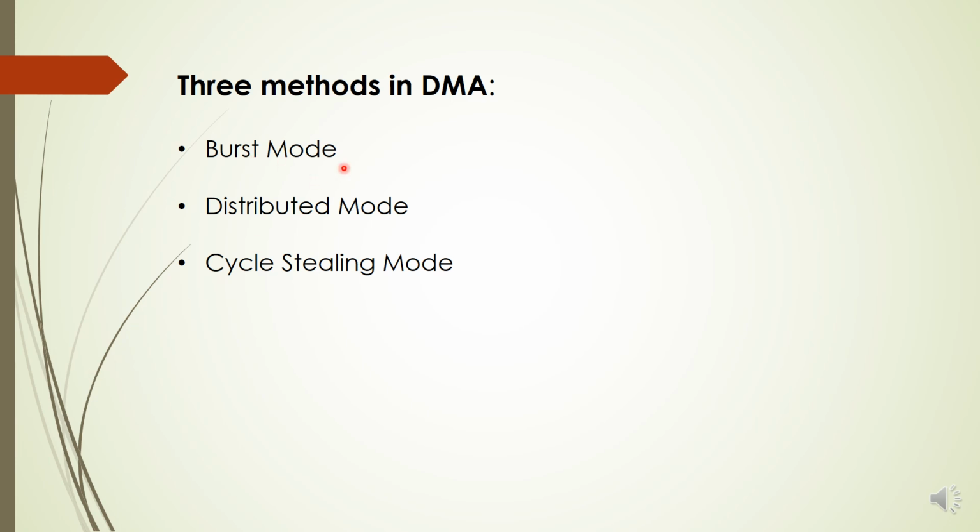The first method is burst mode. In this mode, during data transfer, the DMA controller takes complete control of the system buses. I repeat, the DMA controller, which is helping to transfer data from IO to memory, takes complete control of the CPU system buses. So what happens is the CPU goes to a waiting or idle state. The CPU is not allowed to do any processing during the data transfer between IO and memory.